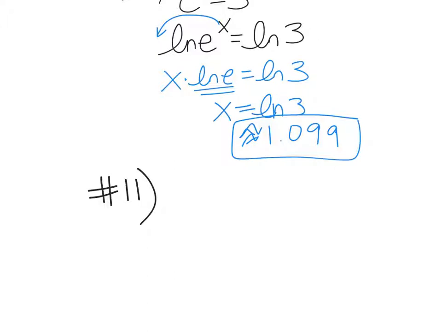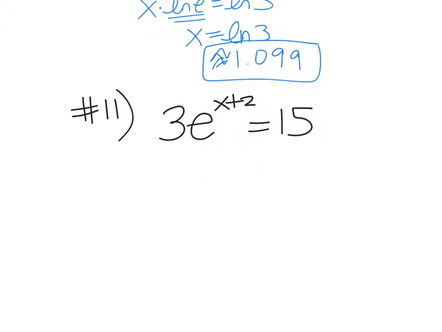All right, number 11. Here we go. 3e to the x plus 2 equals 15. Now, I made this one a little step up, a little harder. Okay? So here's our exponential equation with base e. And it's just like our old exponential equations where you have to isolate that power. So we want to do what first?